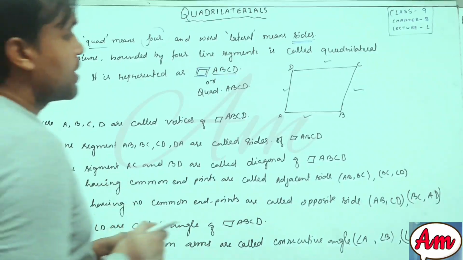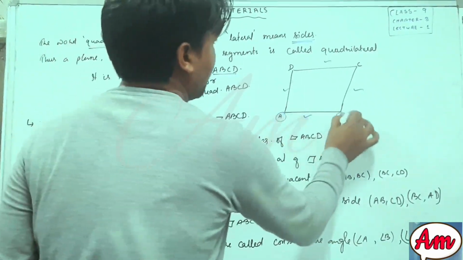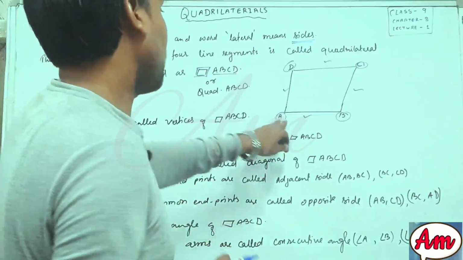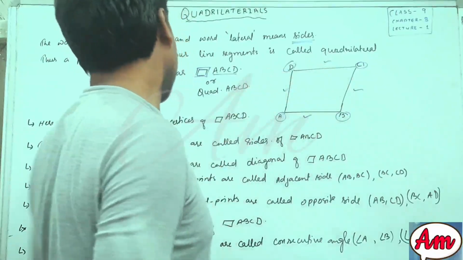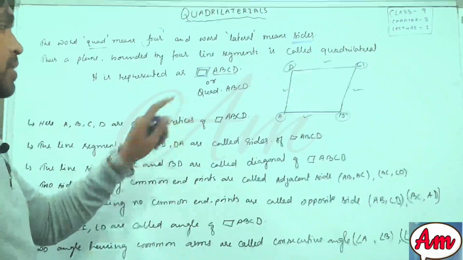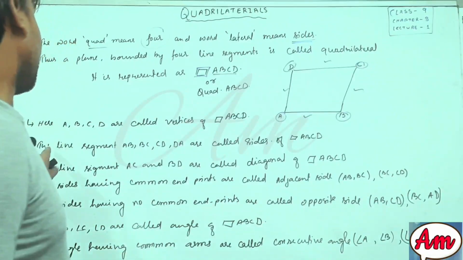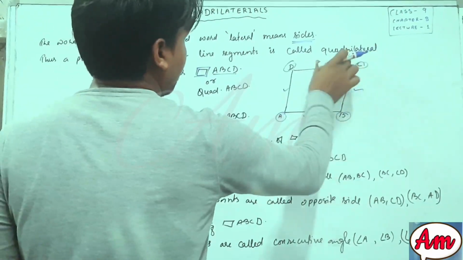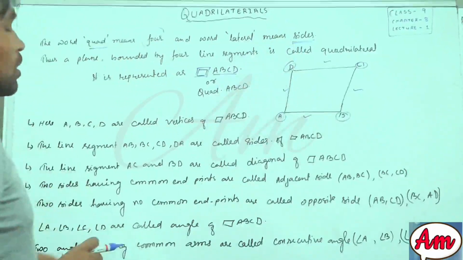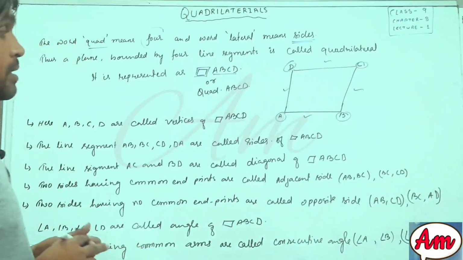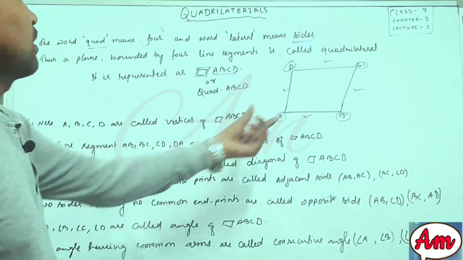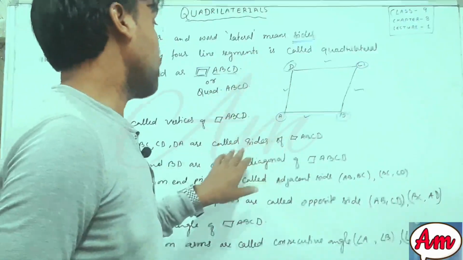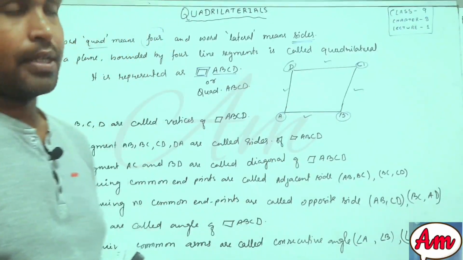In quadrilateral ABCD, these A, B, C, D are called the vertices of the quadrilateral. Next, the line segments AB, BC, CD and DA are called the sides of the quadrilateral ABCD.